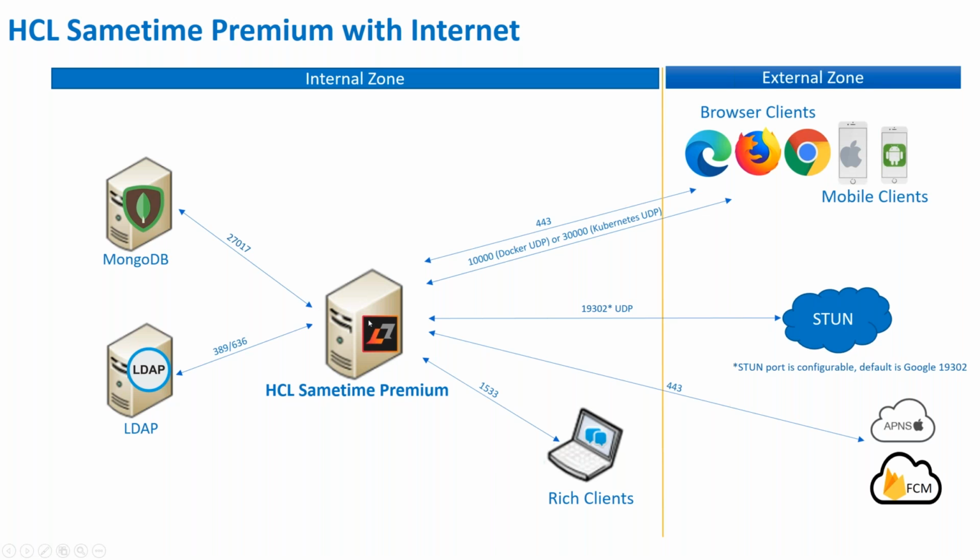We do have by default a connection outbound to Stun, which we can talk about more in a minute. But Stun allows the server to discover the address as it might be seen by public clients. And that helps negotiate those media streams. And again, we have the same two backend connections, one to LDAP and one to Mongo. But adding premium services, adding meetings is not difficult.